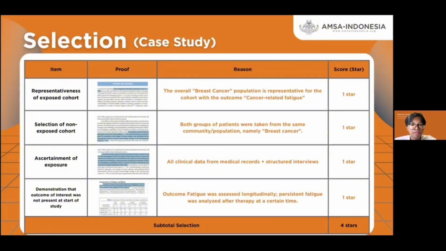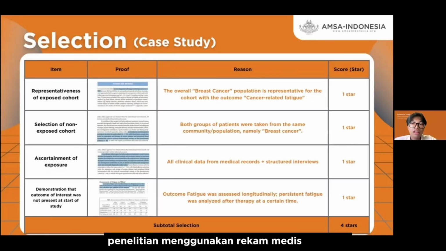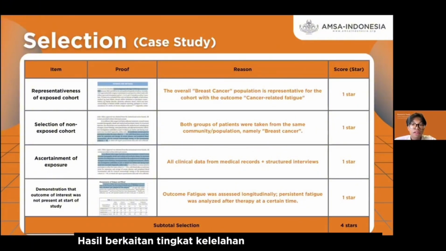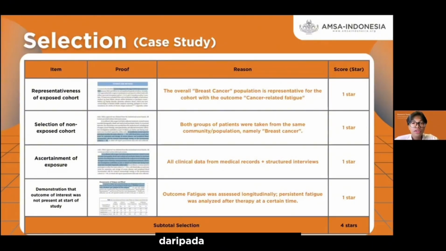For ascertainment of exposure, the study used medical records and structured interviews. These were considered reliable methods that minimize recall bias and improve the data accuracy, thus earning 1 star. Lastly, outcome not present at the start was fulfilled. The fatigue outcome was assessed longitudinally, ensuring that it developed after the exposure rather than being present beforehand.